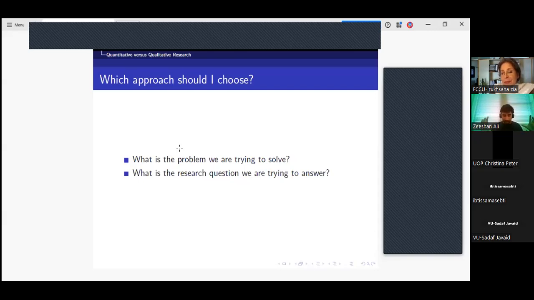But sometimes we are interested in conducting both of those things. And in that case, it means we have to look for mixed method research. But if you are a beginner and you don't have much exposure to research, then try to stick to one of them instead of conducting mixed method research.